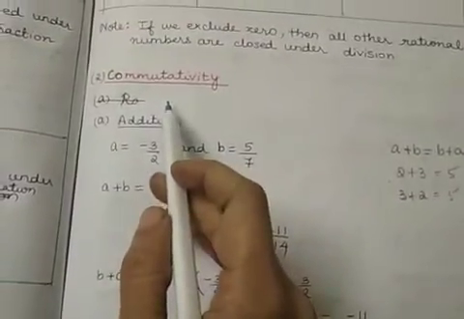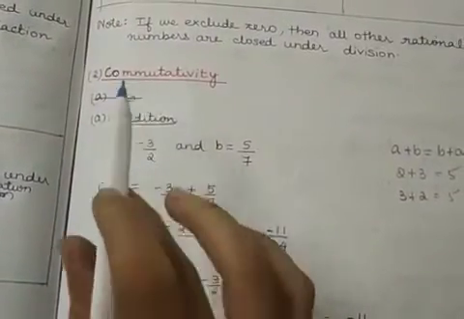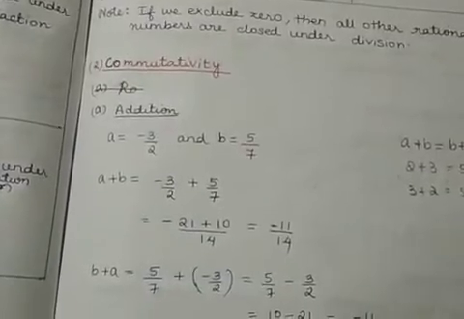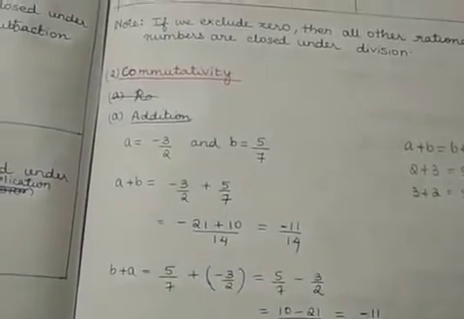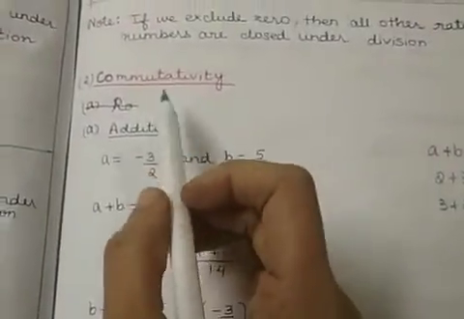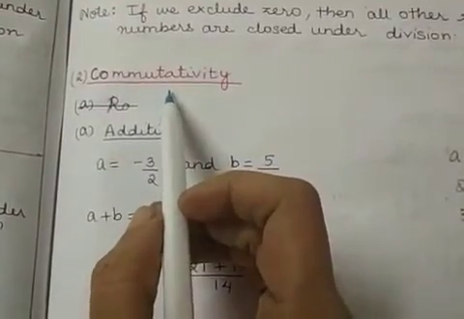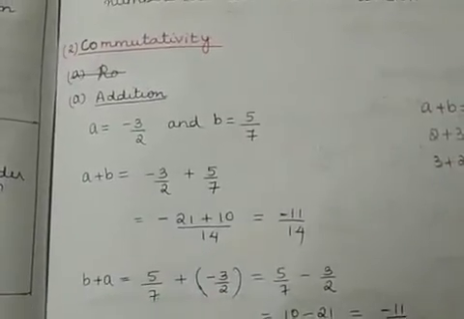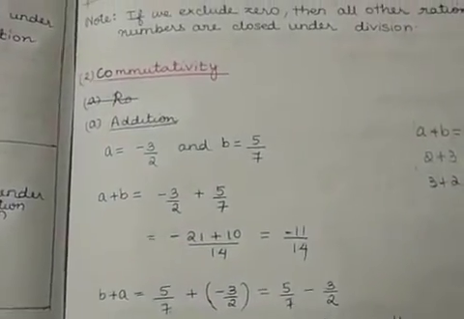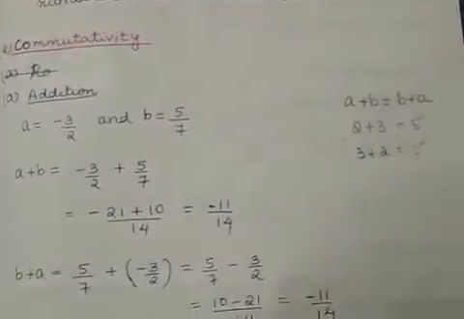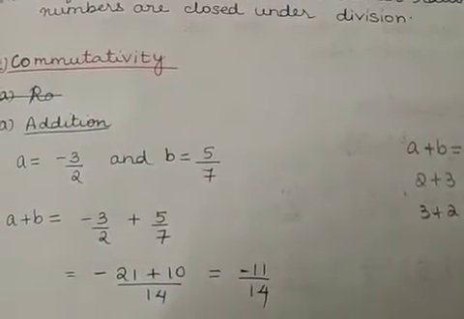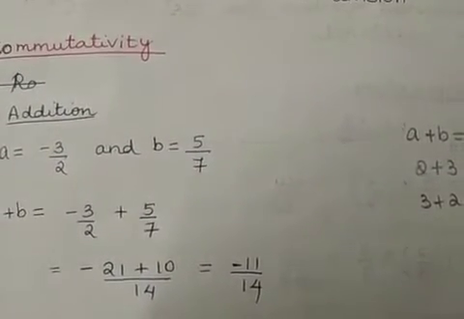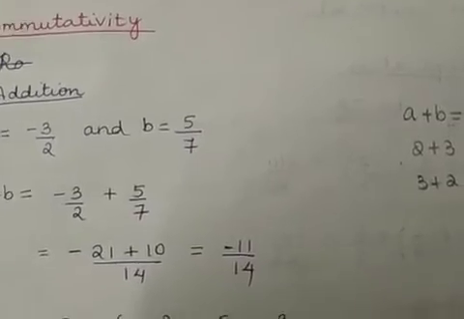In this video, we are going to learn about the second property of rational numbers. This property is called commutativity. Under this, first we'll see whether the property holds true for the operation of addition. If you have already learned the commutativity property for whole numbers and integers.